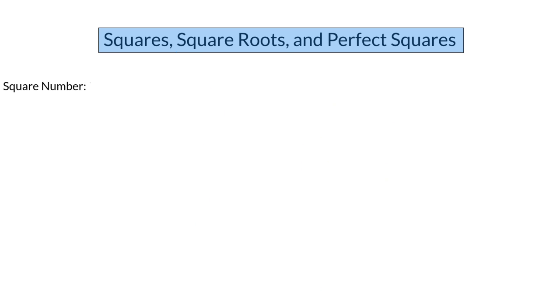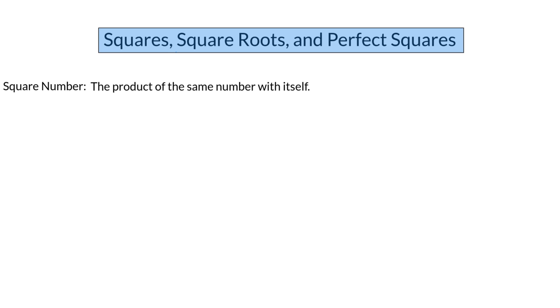Today's tutorial is about squares or square numbers, square roots, and perfect squares, which is an introduction to the Pythagorean theorem unit. Let's begin by defining what a square number is. So by definition, a square number is the product of the same number by itself. The word product tells us that this is an answer to a multiplication question.